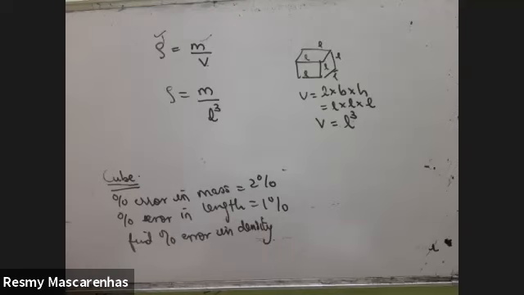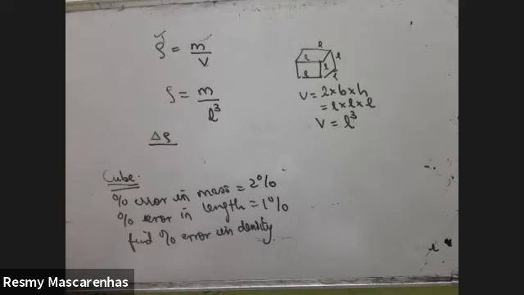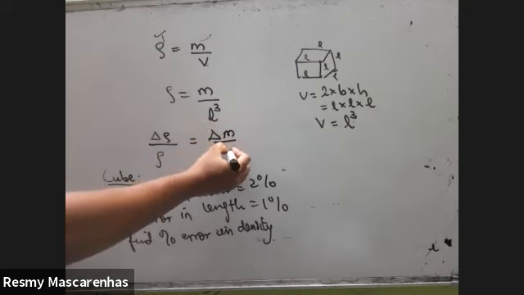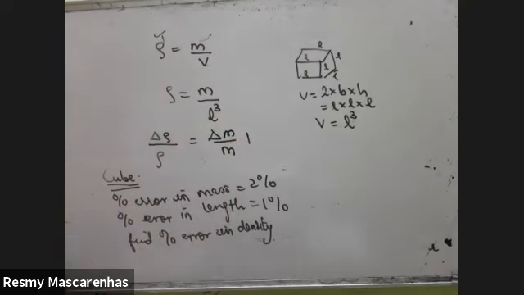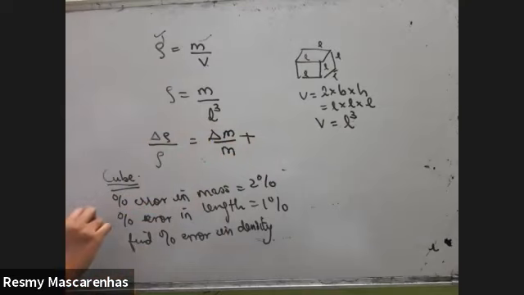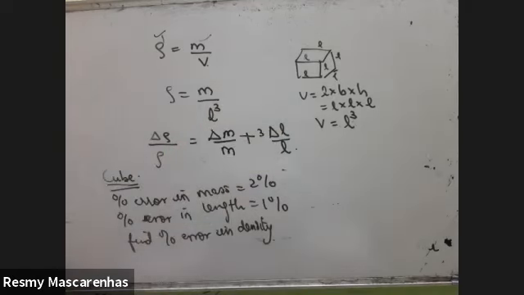Delta rho, then delta rho upon rho is equal to delta m upon m, then plus 3 delta L upon L. Yes, very good. Now just multiply on both the sides by 100 and then put the value.